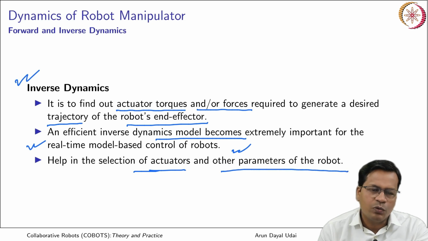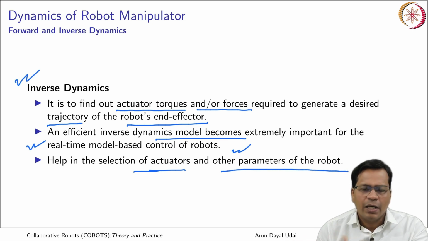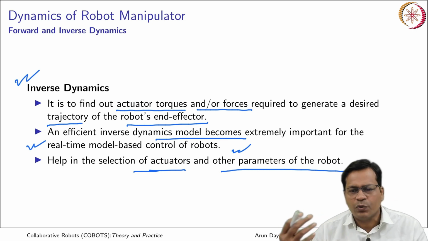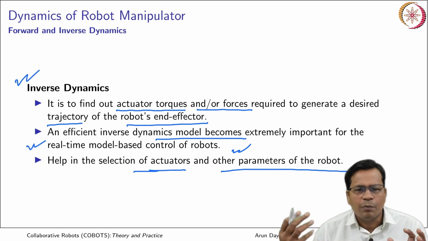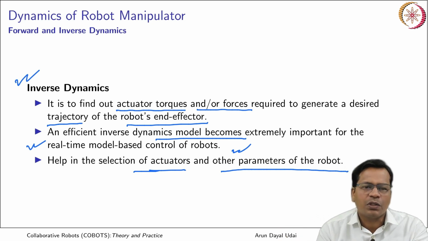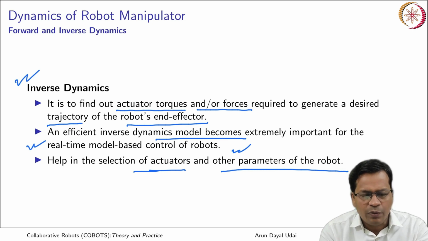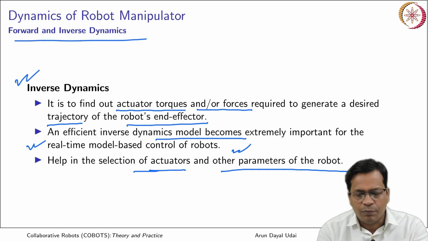Maybe you want to design the robot link and you have already tested the joint torques. Those torques and forces will become the boundary conditions for the link design. Considering the dynamic forces also, you can design your robot. So, these are the places where inverse dynamics will be helpful.